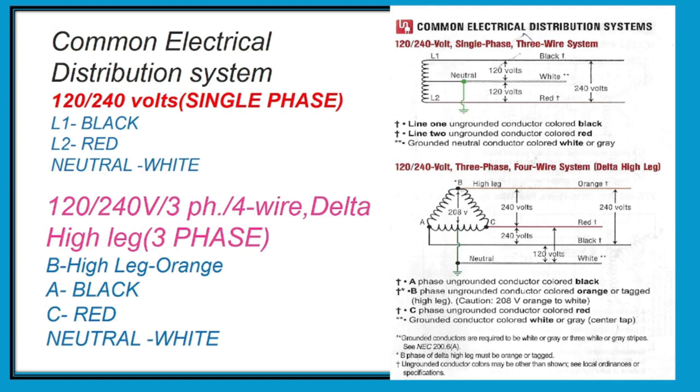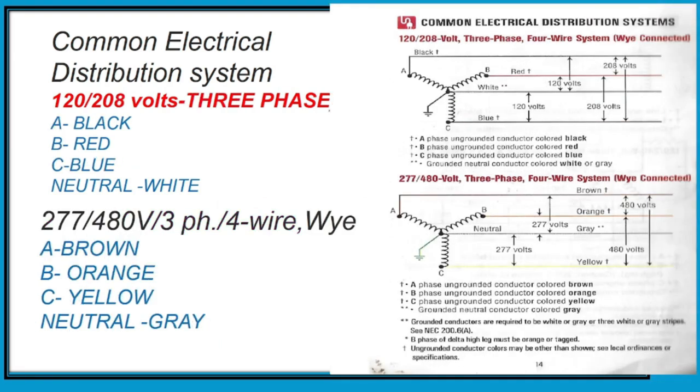And we also have 120/240 volts, 3-phase 4-wire system, delta high leg. The next one is 120/208 volts, 3-phase 4-wire system, wye connected. Line 1 or A is black, line 2 is red, line 3 is blue, and neutral is white.